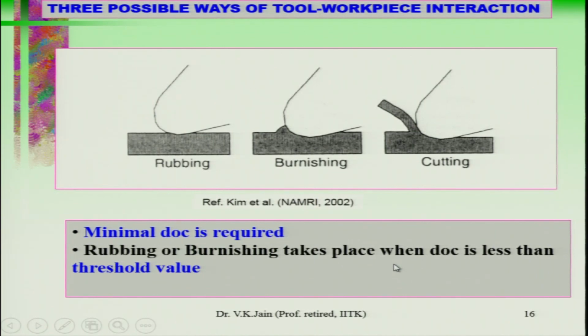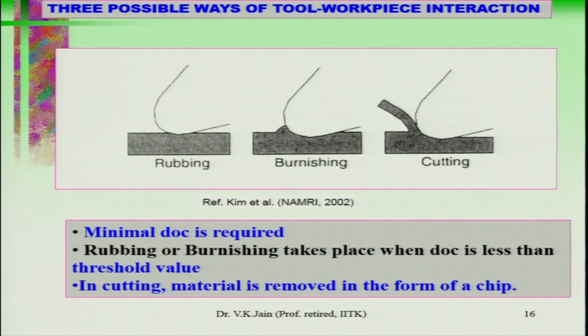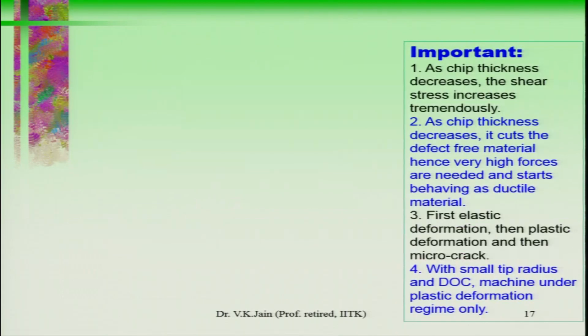If the depth of cut is smaller than the minimum or critical depth of cut required, then you may end up either with burnishing or with rubbing. Rubbing or burnishing takes place when the depth of cut is less than the threshold value. In cutting, material is removed in the form of micro, nano or macro chips.